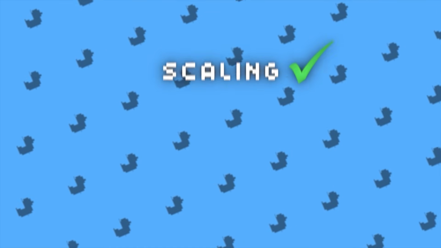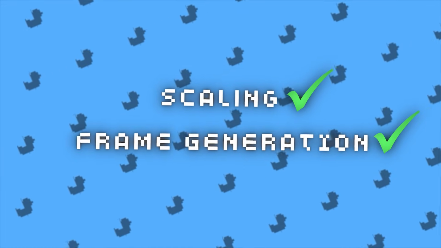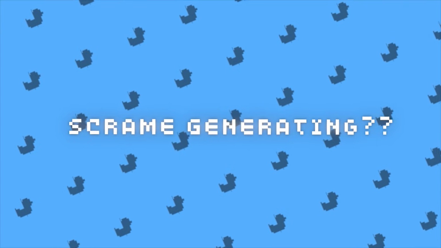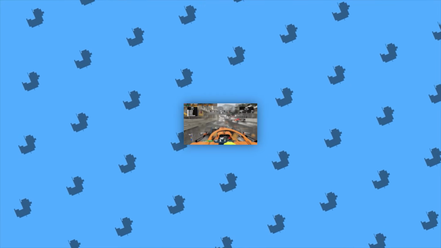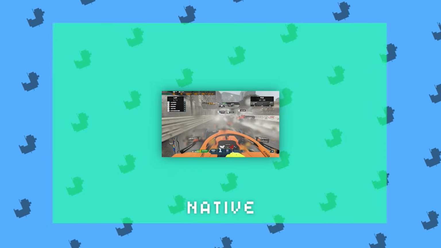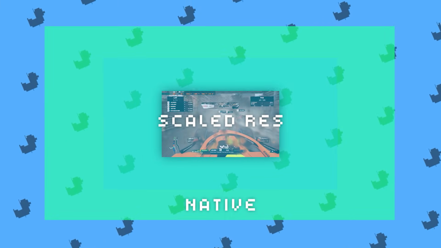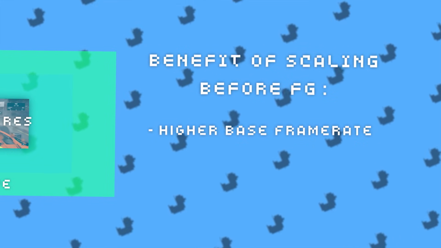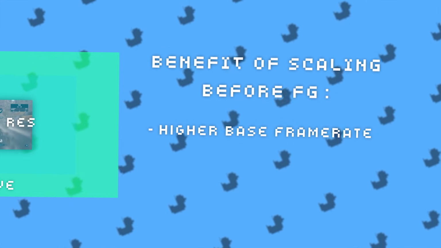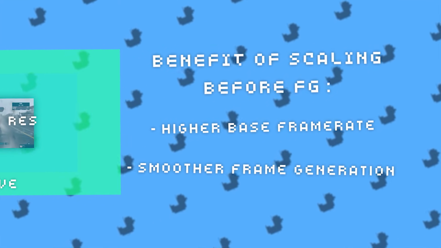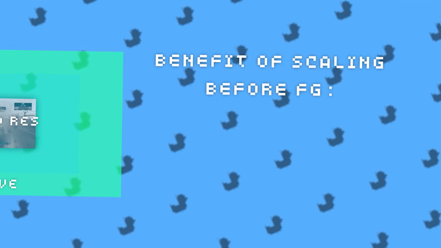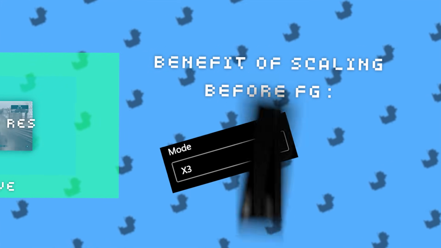Alright, we have done scaling, we've done frame generation, and now we are going to combine them. I know, this is some Pokemon evolution type thing. The benefit of doing this is that by scaling and running the game in lower resolution, chances are you can get a higher base frame rate, which in turn gives you access to a smoother frame generation experience. Maybe even allowing you to reach 60 FPS and use the X3 or X4 options.